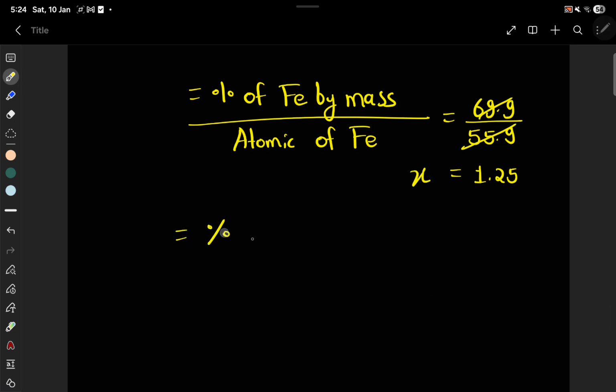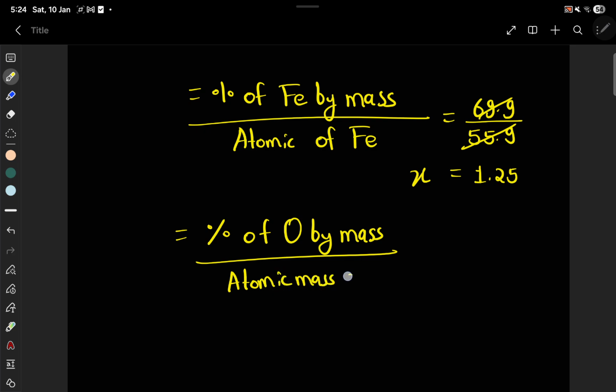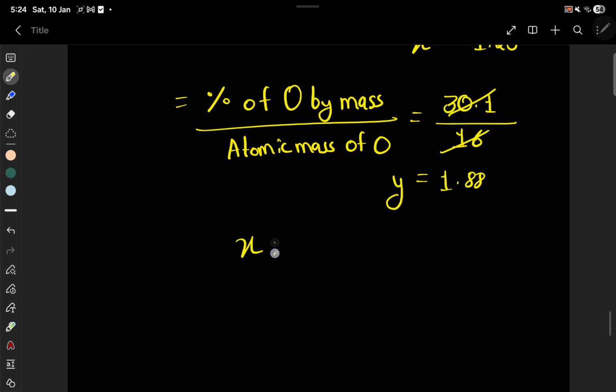For the value of y, the formula is the same, but the values are different. Percentage of oxygen by mass divided by atomic mass of oxygen. The percentage of oxygen given is 30.1 percent. The atomic mass of oxygen is data you need to remember from class 9th. If I simplify this, I get an answer of 1.88. That's the value of y. So the values of x and y are 1.25 ratio 1.88.